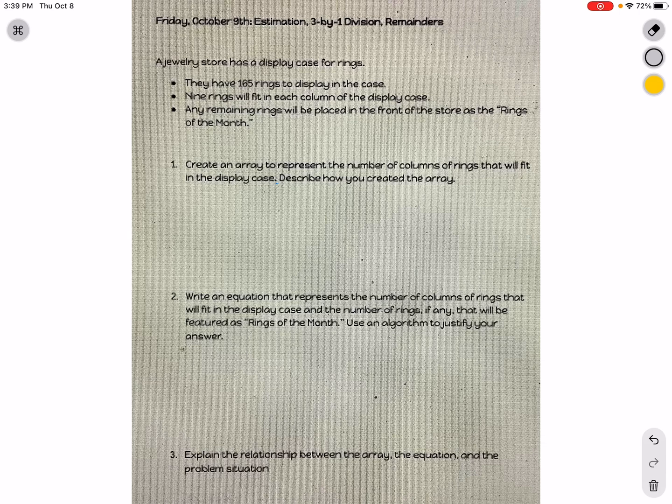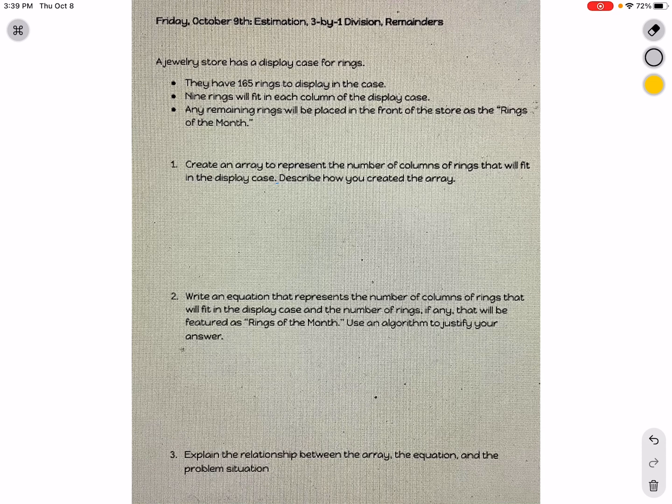Today we're going to look at another problem involving estimation, arrays, 3x1 division, and remainders. All of the above. This is definitely a multi-step problem like you might see on your unit test next week. So please pay attention.